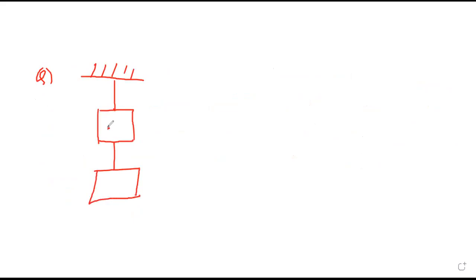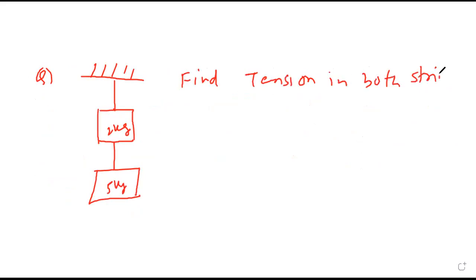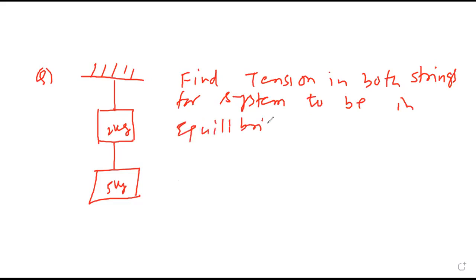These are two bodies. One is of mass 2 kg, the other is of mass 5 kg. Find the tension in both strings for the system to be in equilibrium.